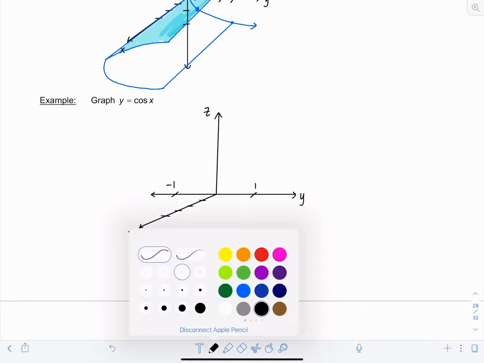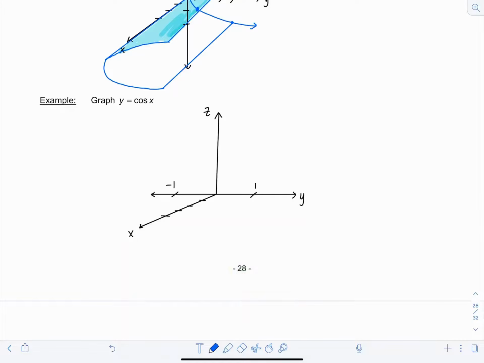Okay, so if we're graphing cosine, at 0, cosine's 1, at pi over 2, cosine's 0, at pi, cosine's -1, back to 0, and then it ends at 1. So here's the graph of cosine in the xy plane. Now I need to project this in the z direction.